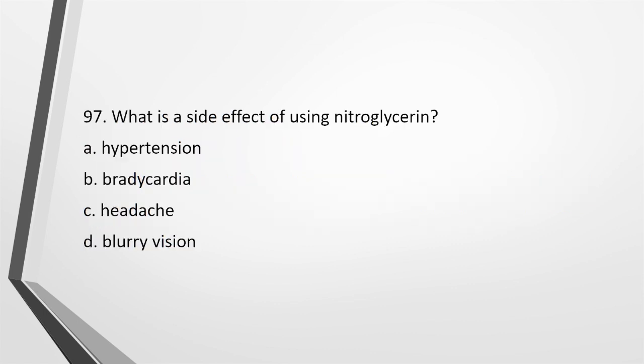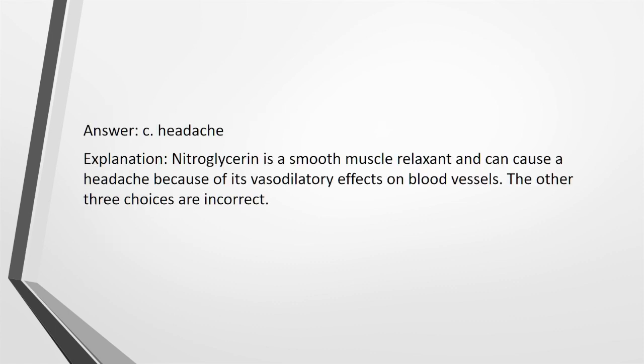97. What is a side effect of using nitroglycerin? A. Hypertension. B. Bradycardia. C. Headache. D. Blurry vision. Answer: C. Headache. Explanation: nitroglycerin is a smooth muscle relaxant and can cause a headache because of its vasodilatory effects on blood vessels. The other three choices are incorrect.